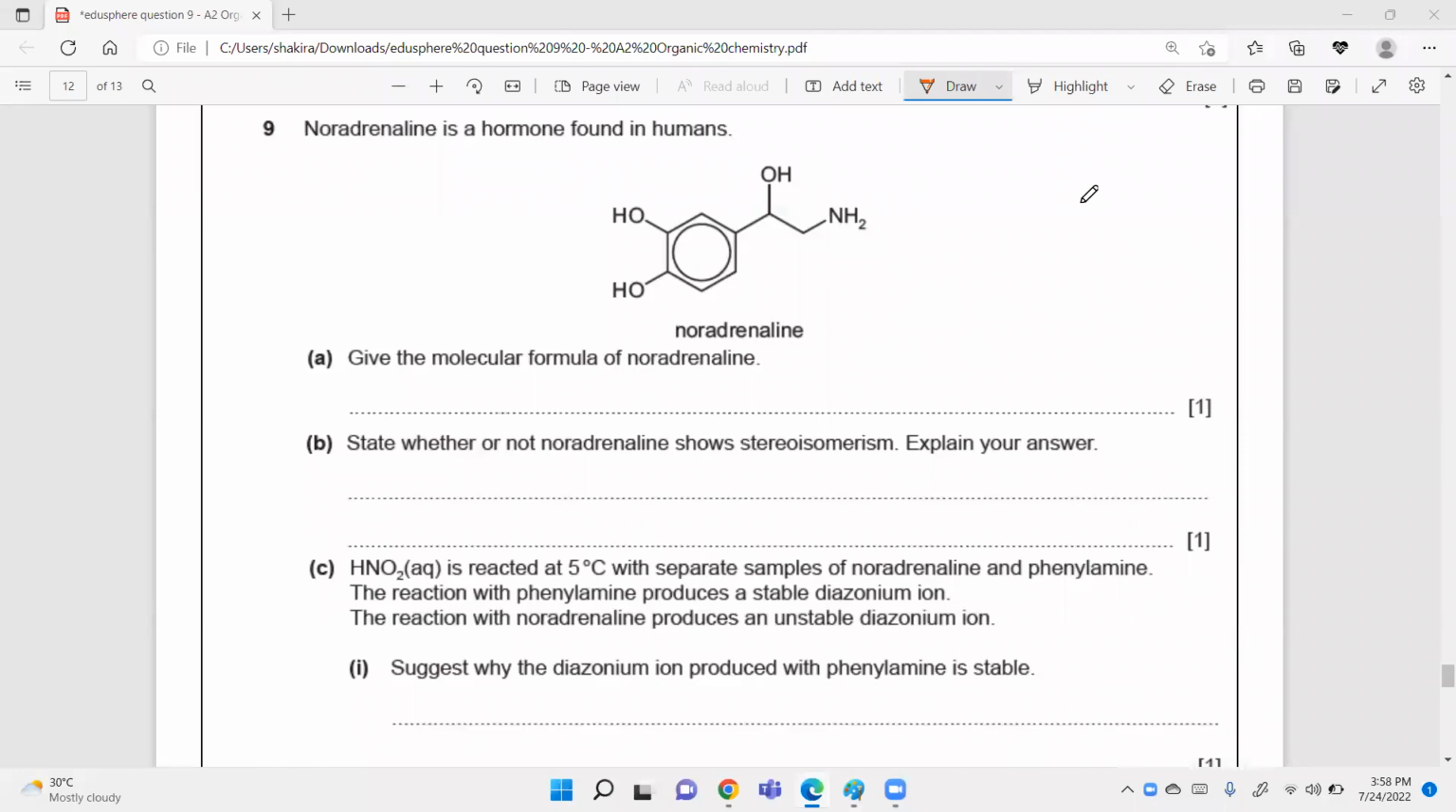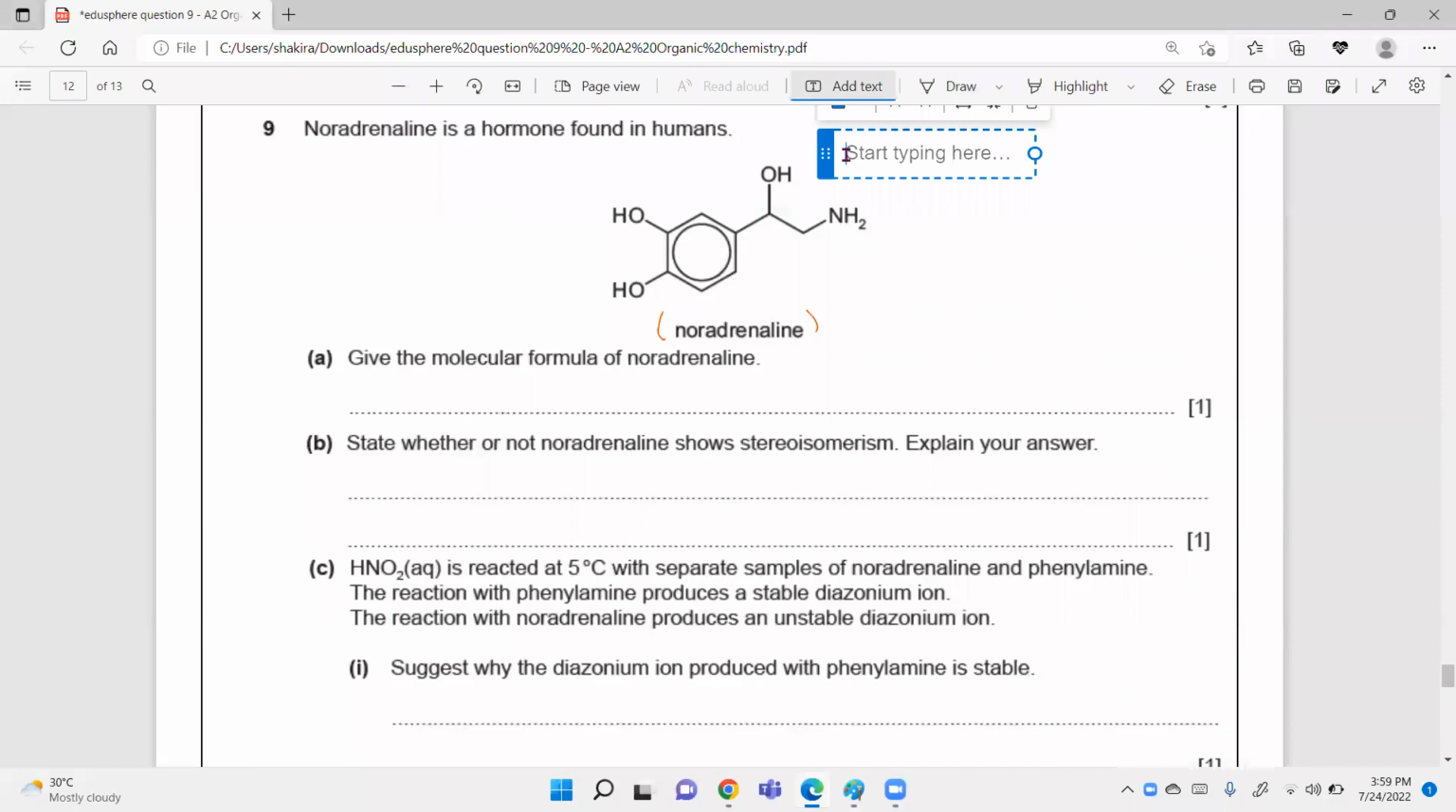That's a weird compound for our discussion here. Noradrenaline. The compound is noradrenaline. Discussion is based on this noradrenaline. The compound has several functional groups. What are the functional groups available here? What sort of functional groups are available here?